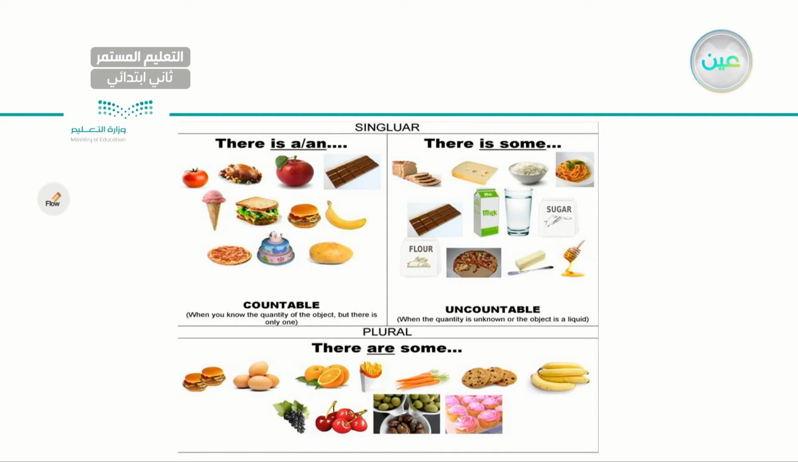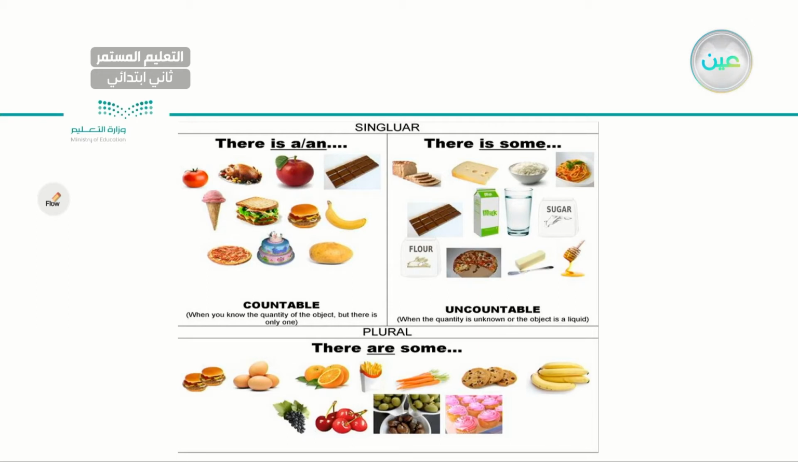There is some sugar. There is some butter. There is some milk. There is some honey, and so on. And if we move down, I have the plural countable nouns. There are some burgers. There are some eggs. There are oranges. There are fries, carrots, cookies, bananas, grapes, cherries, olives, cupcakes. All these are countable nouns.